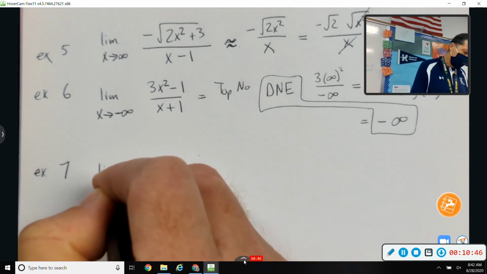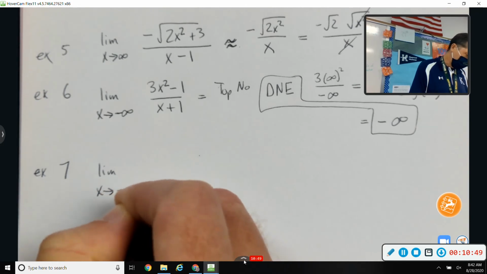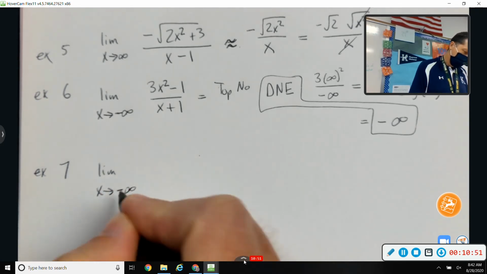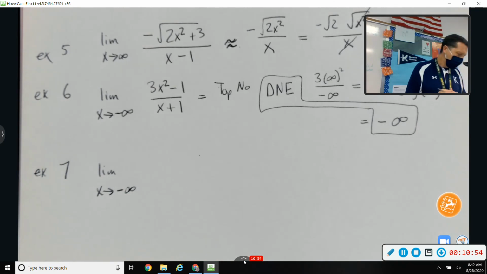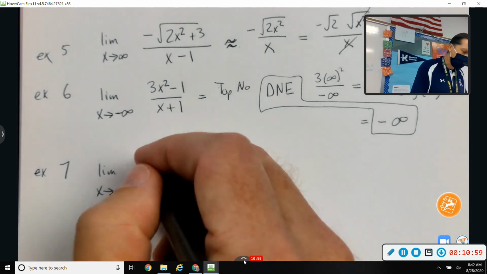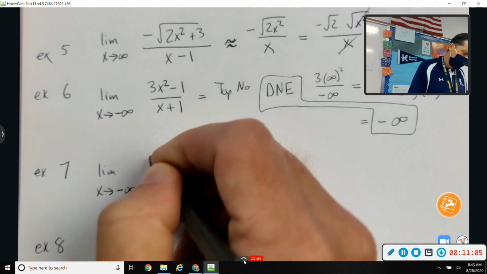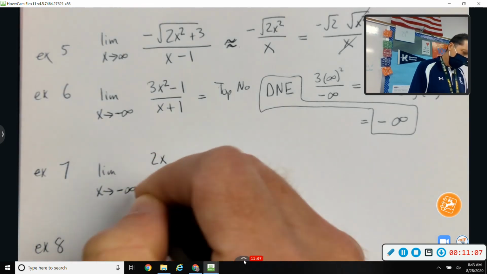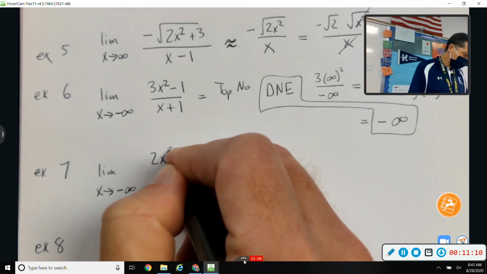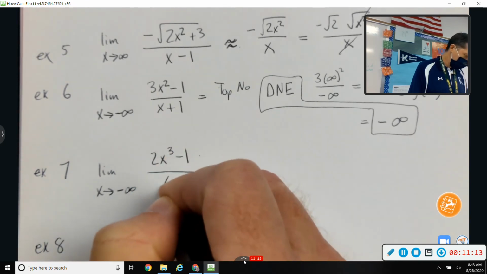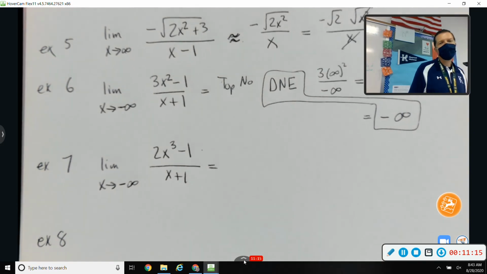Last example. Limit as x approaches negative infinity. So when the negatives are in there, you've got to be extra careful. Well, I guess you've got to be careful with positive infinity as well, because you could have a minus x squared in there. In fact, I'm going to do one more example after this one. Limit as x goes to negative infinity of 2x cubed minus 1 over x plus 1. Well, it's clearly a top no situation, but is it going to positive infinity or negative infinity?